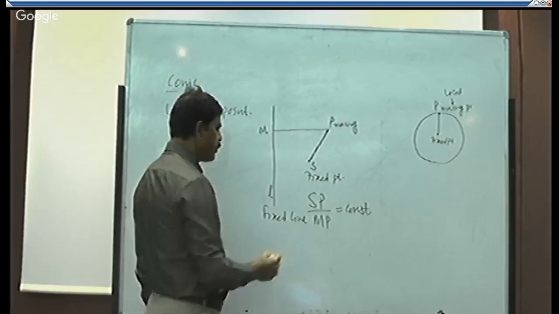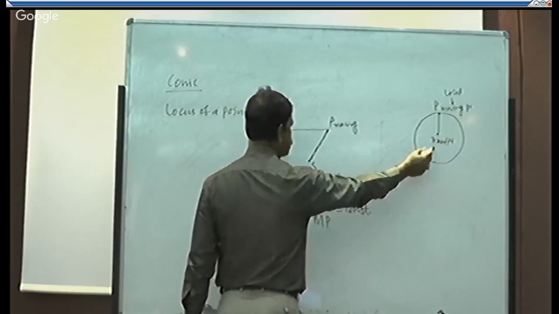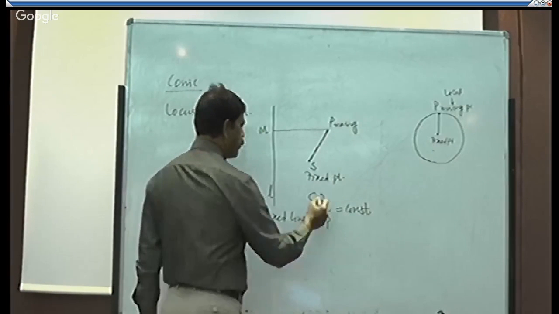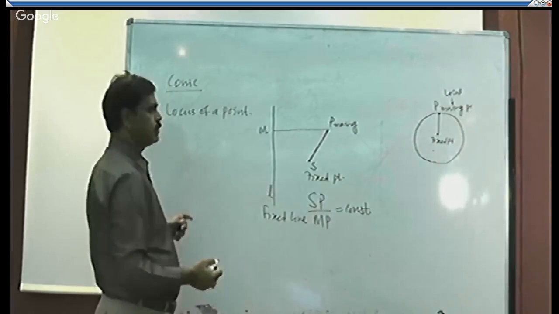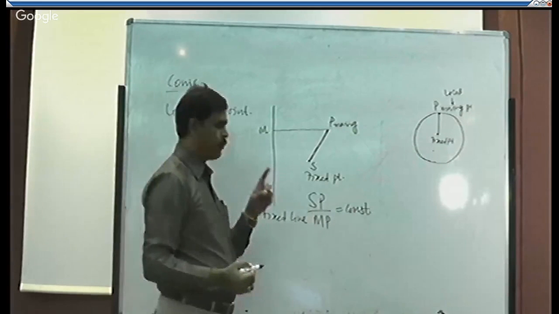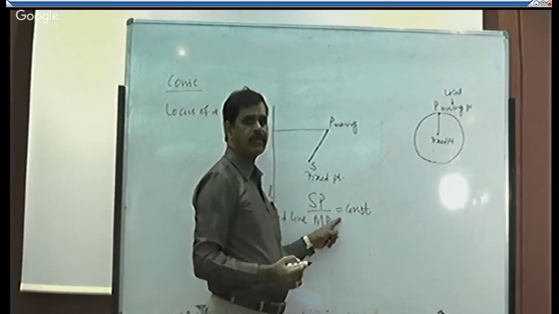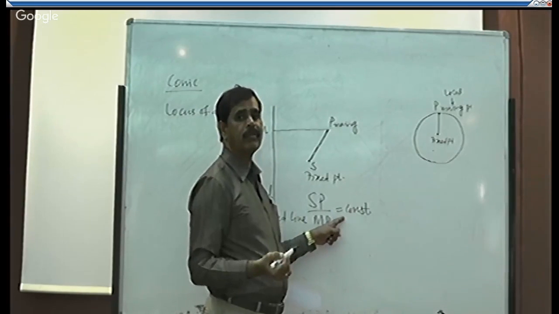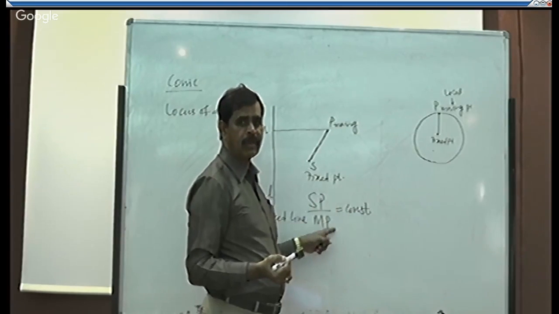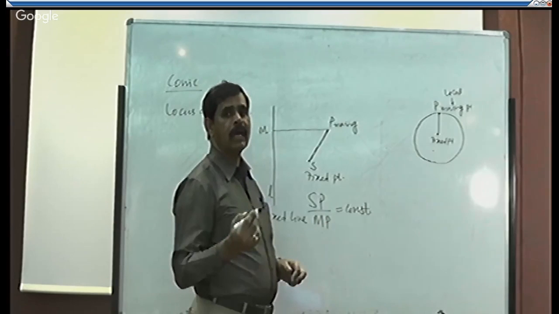Okay. If this constant is 0, a circle is formed. If this constant is 1, a parabola will be formed. Greater than 1, ellipse; less than 1 is hyperbola.